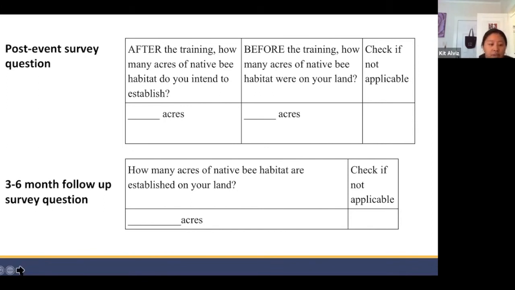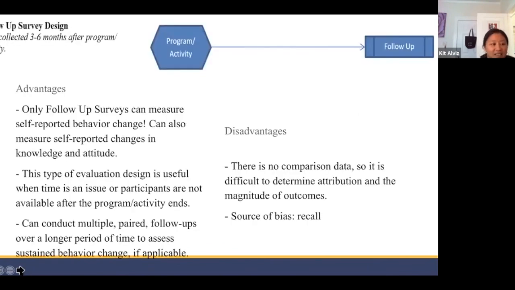So again, this one was really rigorous. I recommend it, especially if you want to publish in journal articles and things like that. It requires so much more time and resources and coordination. I wouldn't do it for everything. And the next one, I think this is the last example, is just a pure follow-up survey design.